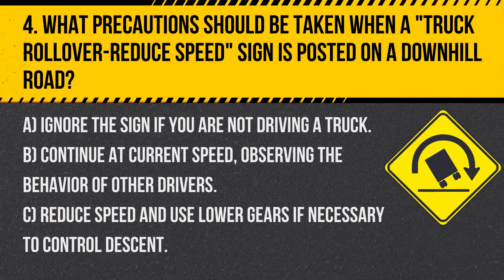Question 4. What precautions should be taken when a truck rollover reduced speed sign is posted on a downhill road? A. Ignore the sign if you are not driving a truck. B. Continue at current speed, observing the behavior of other drivers. C. Reduce speed and use lower gears if necessary to control descent.